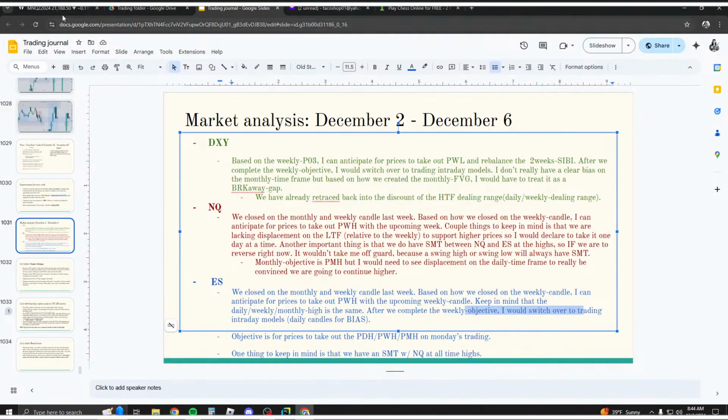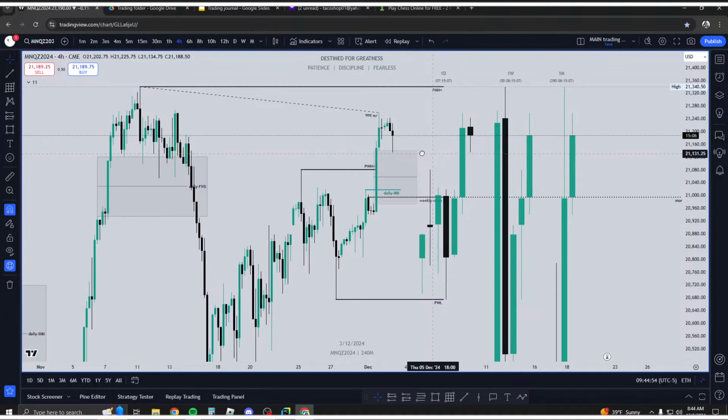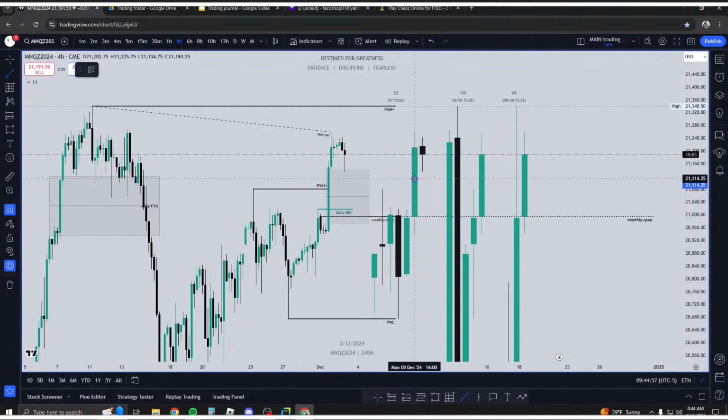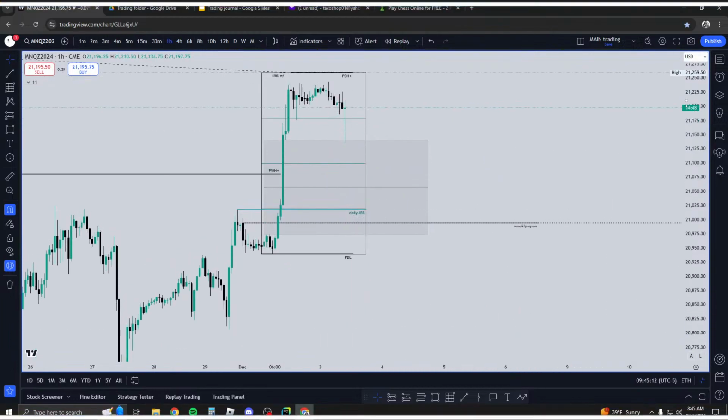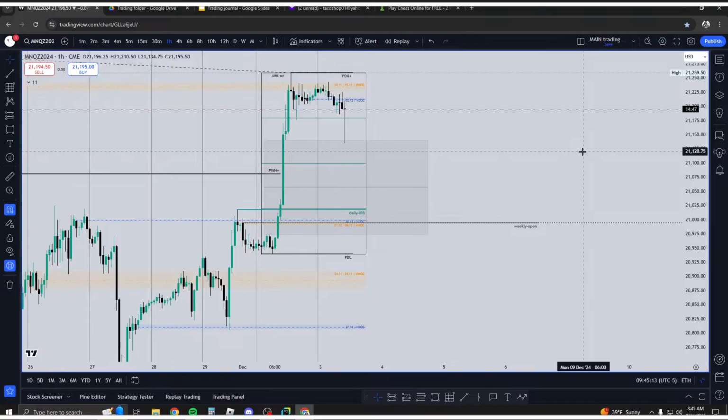So this is what I mean by daily candles for bias. I'm going to use this daily candle for my daily bias. I'm going to use the 4-hour candle and 8-hour candle for my morning bias. But my daily bias, I'm bullish. But the 4-hour and 8-hour candle, we still have about 15 minutes left, so I'm not completely too sure yet.